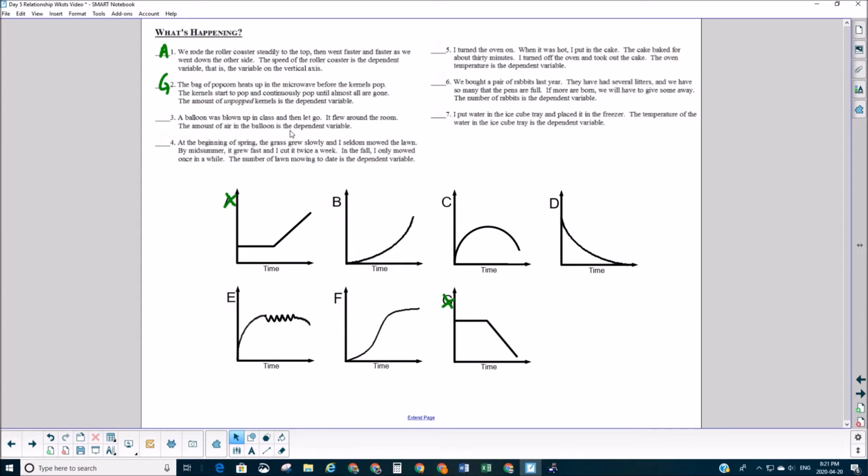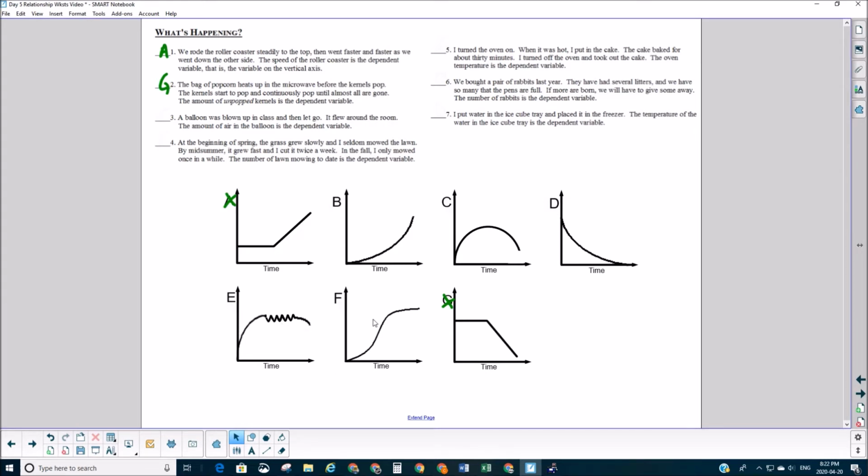So I see a lot of students guess that it's E because they picture the balloon getting filled up and then flying around the room. Well, that's not what's happening in E. If we're talking about the amount of air, it does increase, which is good, but this would suggest that air is going out and coming back in, going out, coming back in, and that's not what happens. And it also would suggest that there's a lot of air in the balloon at the end. So it can't be E.